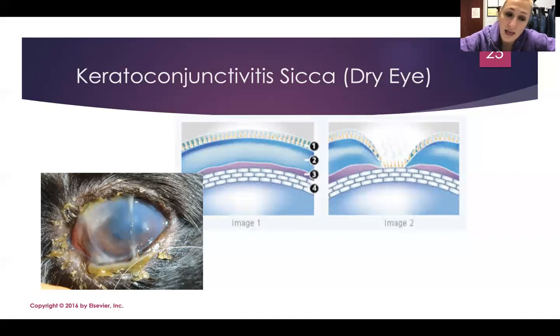We also do a fluorescein stain to determine if there's any actual disruption or abrasion or break of the fibers of the eye, which would then be described as a corneal abrasion or a corneal ulcer. And that happens a lot. That's pretty common.